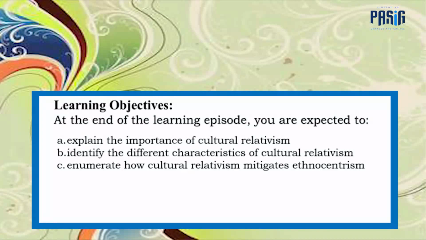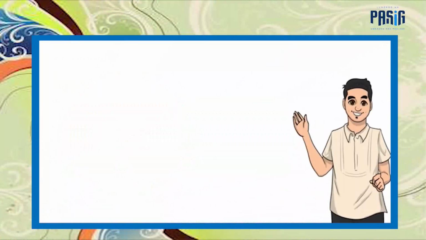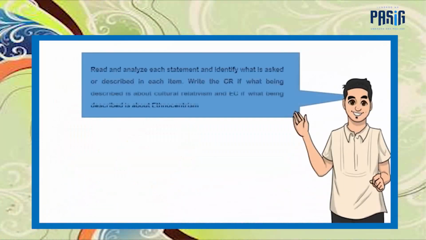Let us now proceed to our pretest prior to our lesson. Read and analyze each statement and identify what is asked or described in each item. Write the letter CR if what is being described is about cultural relativism, and EC if what is being described is about ethnocentrism. Let us now proceed.